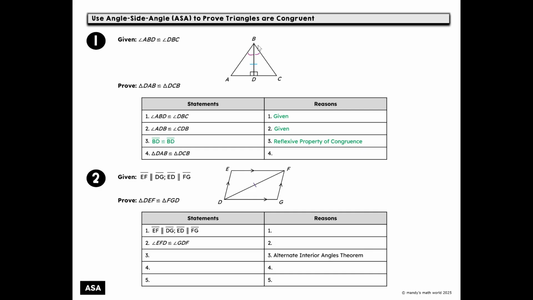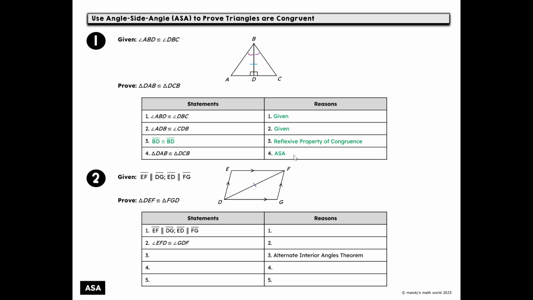We actually do not have a hypotenuse and a leg to prove these triangles are congruent, but we do have an angle, a side, and an angle to show that they are congruent. So you can still use these other postulates and theorems to prove that right triangles are congruent, but the hypotenuse leg theorem deals only with right triangles. So I've then concluded that triangle DAB is congruent to triangle DCB by ASA, the angle side angle postulate.